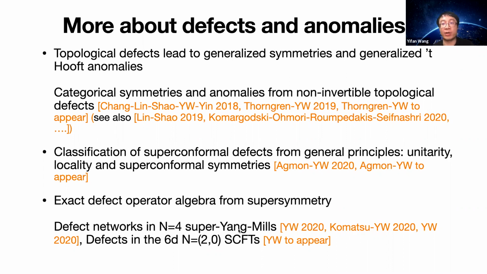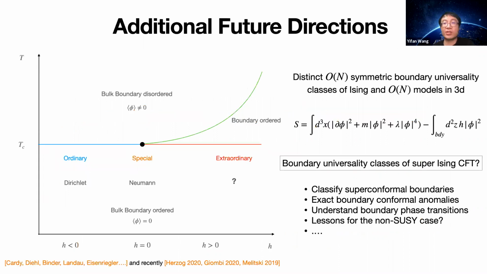This has been explored for superalgebras in a number of papers from myself and my collaborator Shota Komatsu, and recently has been explored in 6 dimensions. So let me just mention another potentially interesting future direction that I recently found interesting. It is in the context of one of the most well-studied boundary critical phenomena in the old days, namely the boundary universality class, the O(N) symmetric boundary universality class of 3-dimensional O(N) models.